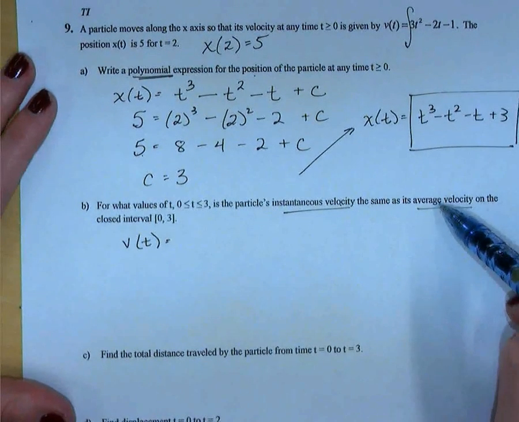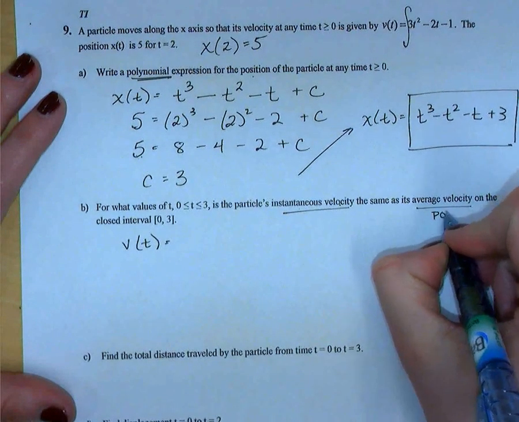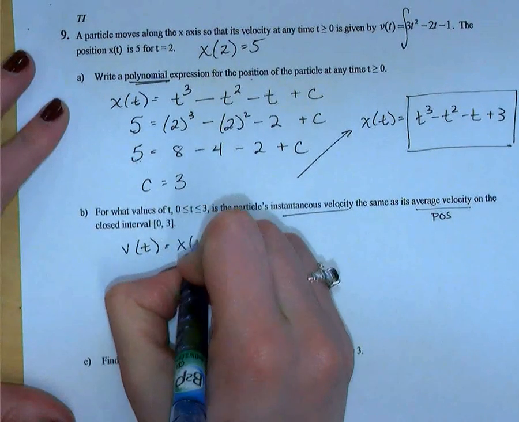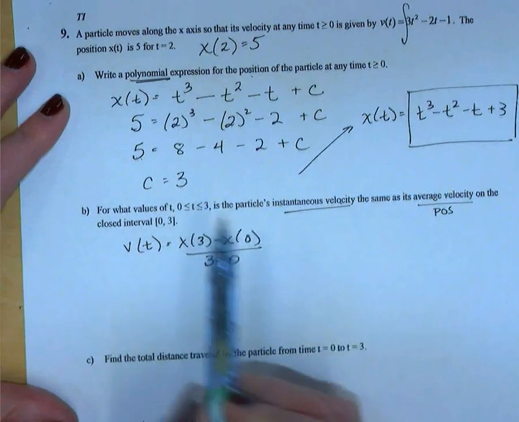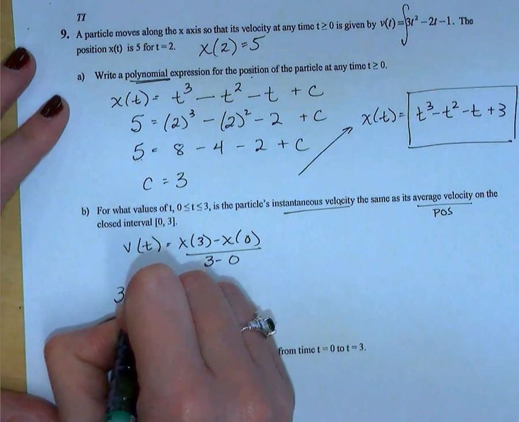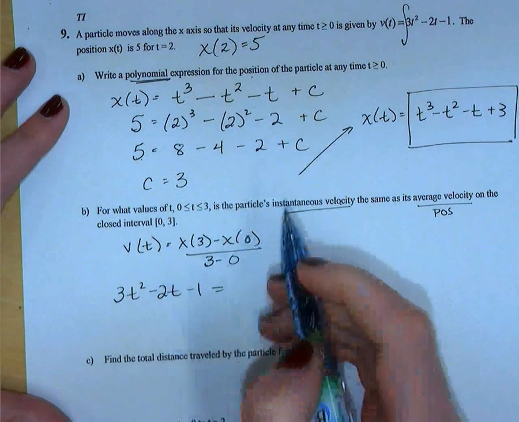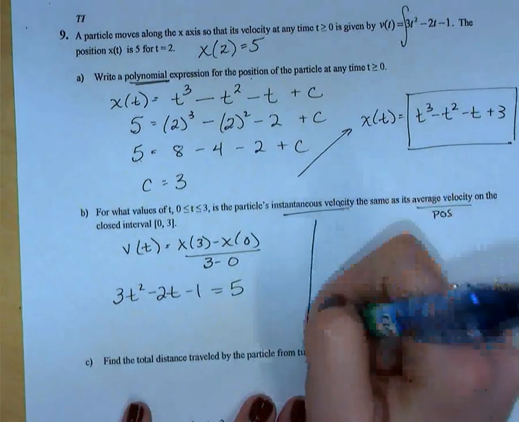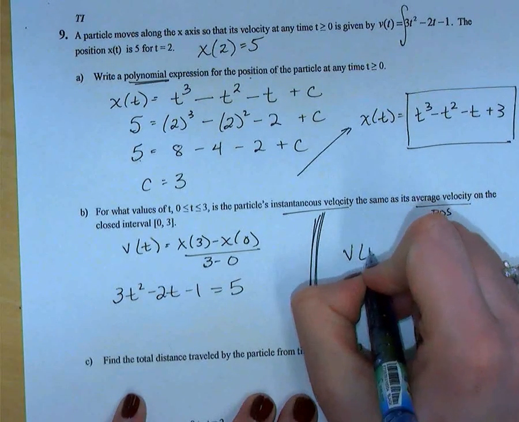Now if I want average velocity, that would be slope of the secant using position. So that's where that previous answer comes into play. So x of 3 minus x of 0 over 3 minus 0. There's my interval. Velocity equation is 3t squared minus 2t minus 1 equals, if I do all this, I get 5 as an answer.